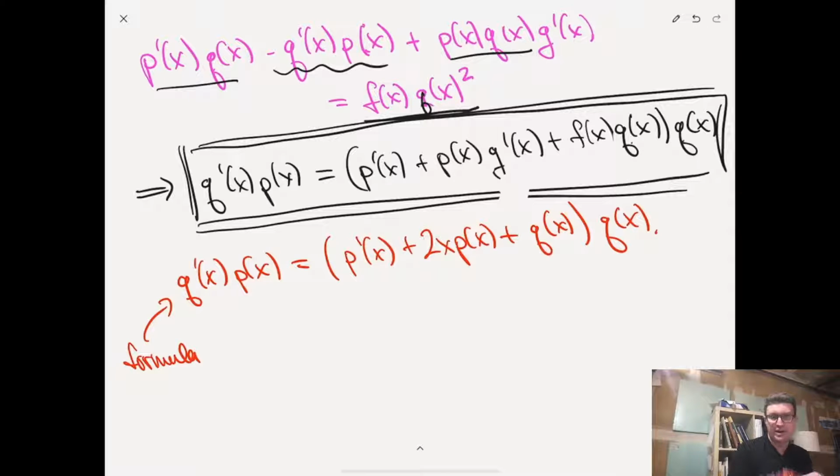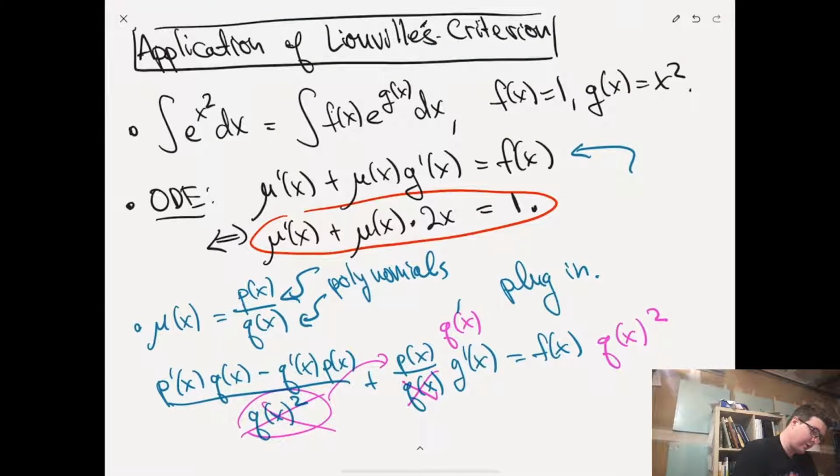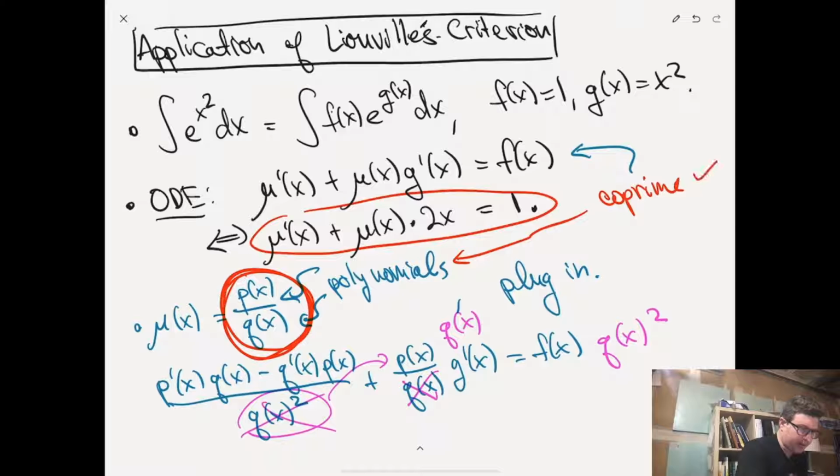All right, so I claim this is impossible. Okay, this is the formula for e to the x squared. Right, and so we are assuming that this p and q here are polynomials. Okay, and then they're going to be co-prime, and q is not equal to 0. So this means that it has no common factors.